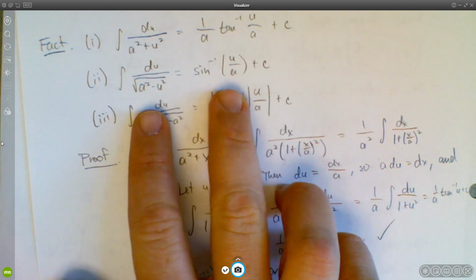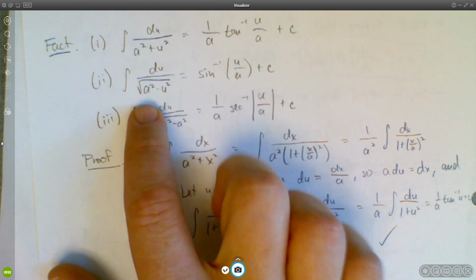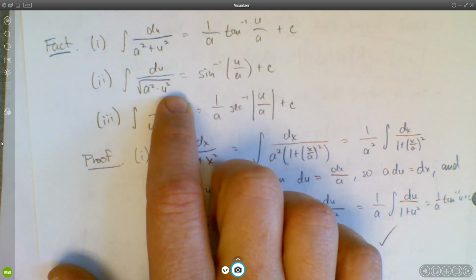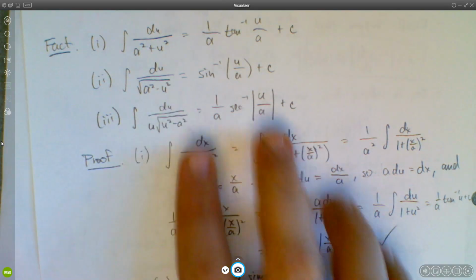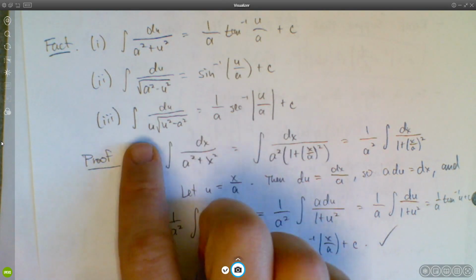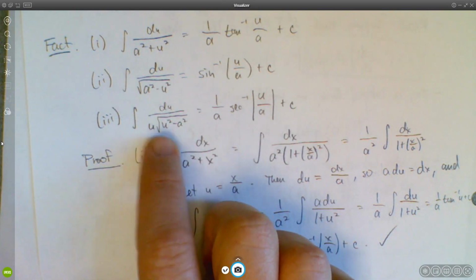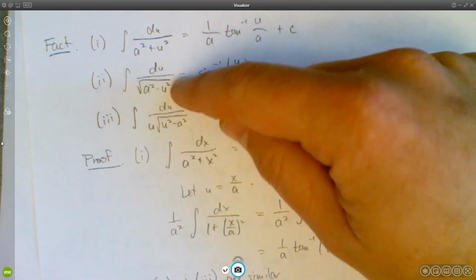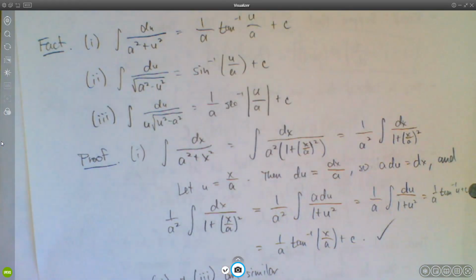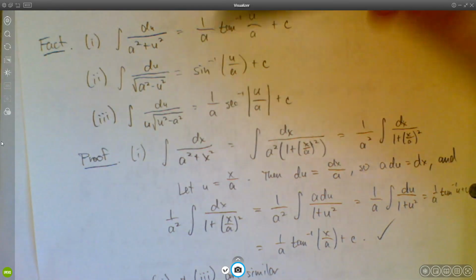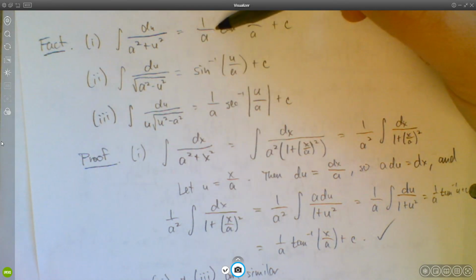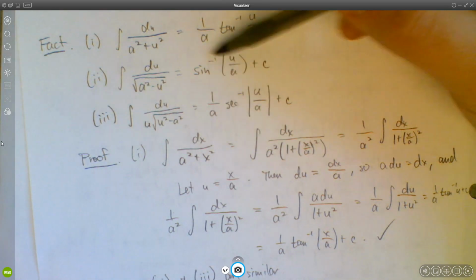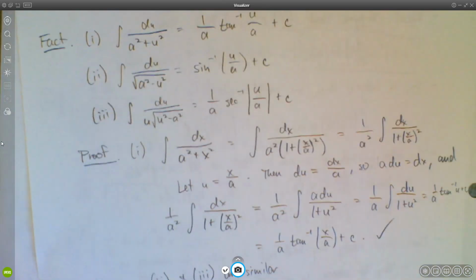For sine inverse, it's going to have the square root of something minus u squared. And for secant inverse, it's going to be 1 over u times the square root of u minus the something. So notice the order of subtraction, right? The order of subtraction matters. Also, this is not a typo, right? These two have a 1 over a on the outside. Sine inverse does not have a 1 over a on the outside, and that's how it's supposed to be written.